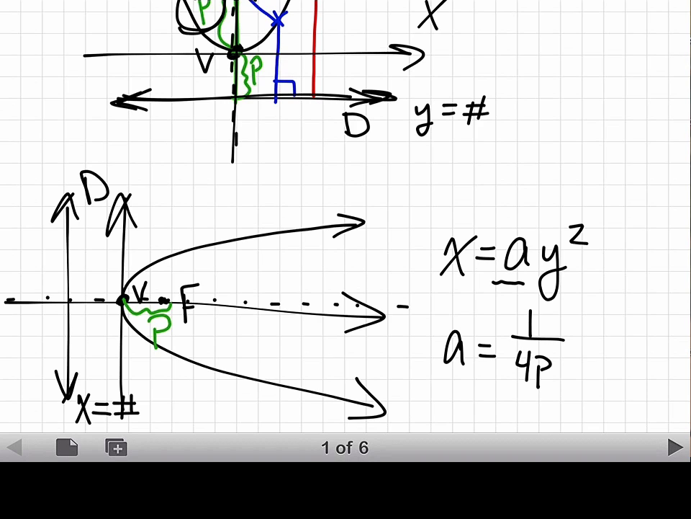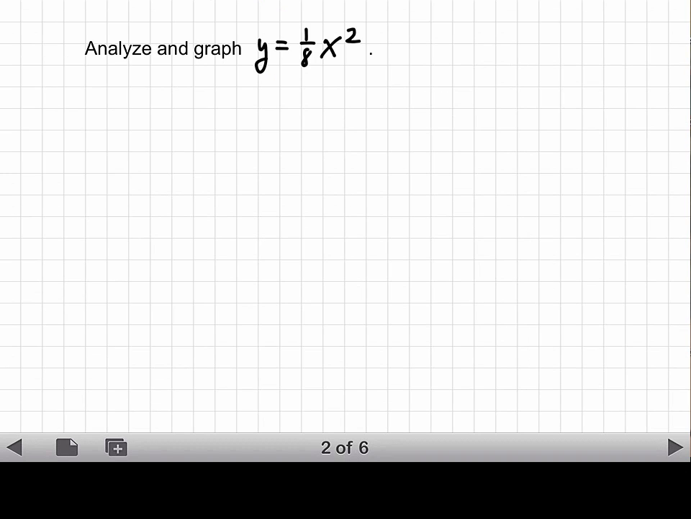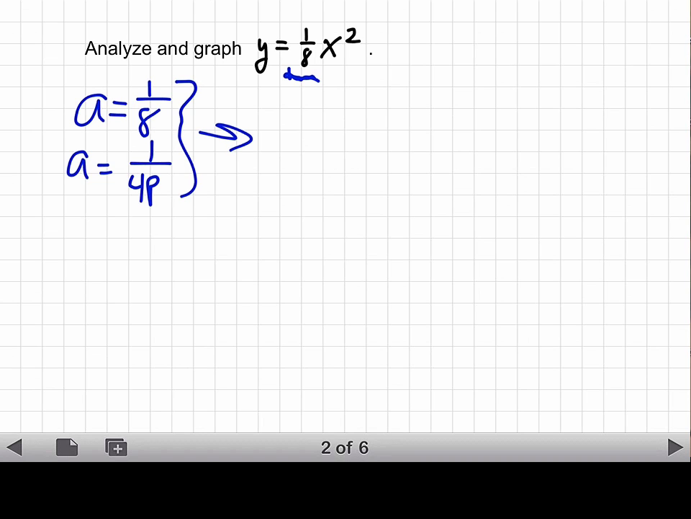We're going to explore parabolas with their vertex at the origin and parabolas with the vertex somewhere else. Sit tight. First, we're going to see a parabola with its vertex at the origin. We have analyze and graph y equals 1/8 x squared. And the first thing I want to do is I want to see about this p that we were talking about earlier. So a is 1/8, but a is 1 over 4p, and this is just a tool that we can use to figure out the characteristics of the parabola.